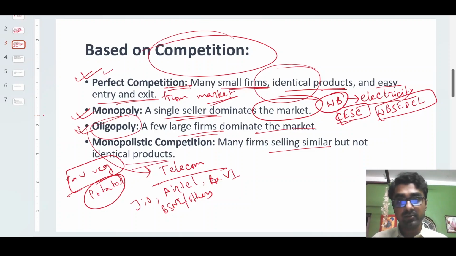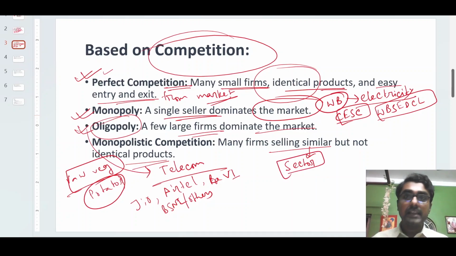Similar product means what? Similar product means a product from a particular sector. That could be stationery products, or snack items. But in the case of snack items, you are selling samosa, I am selling different other cookies, right? So that is the monopolistic competition.